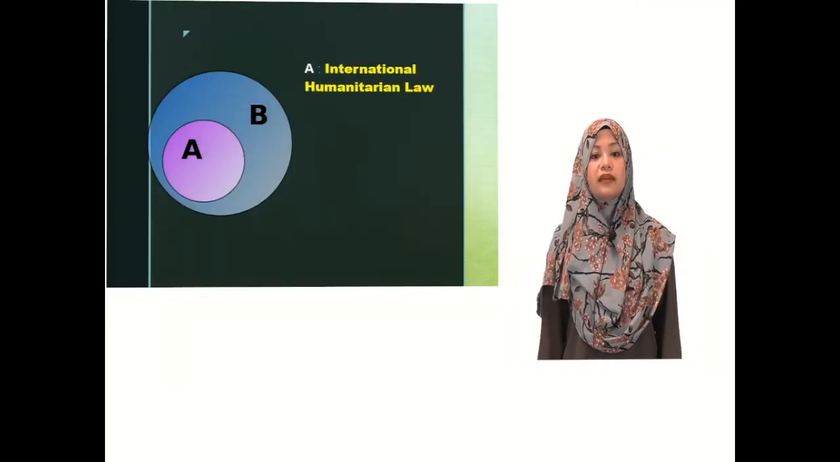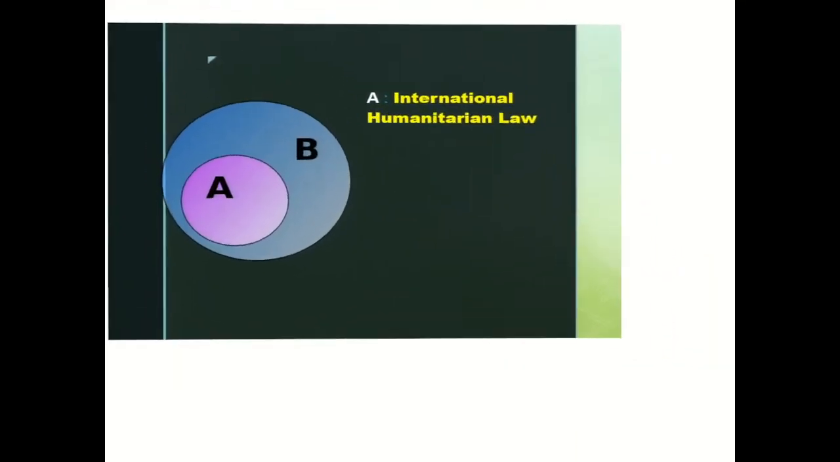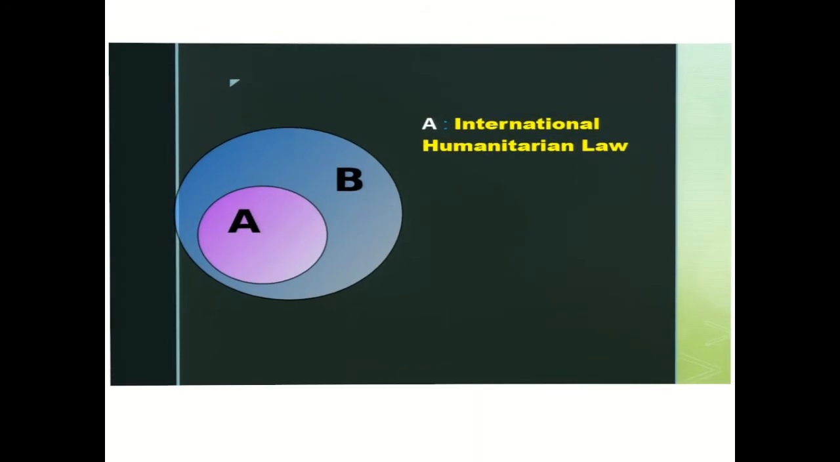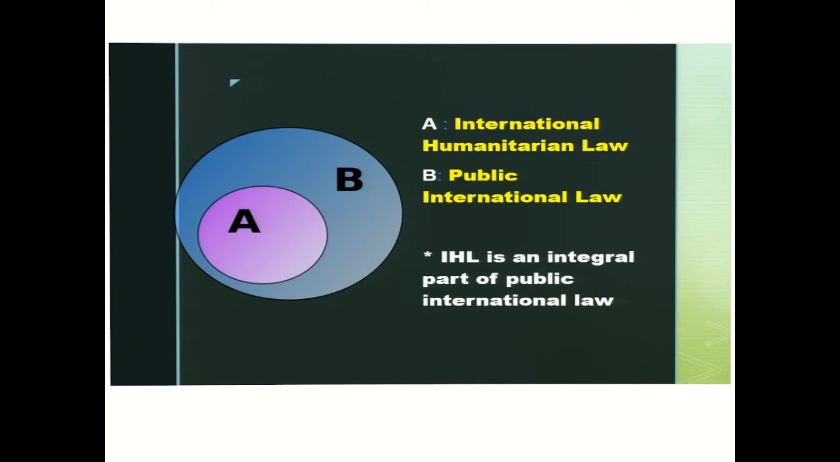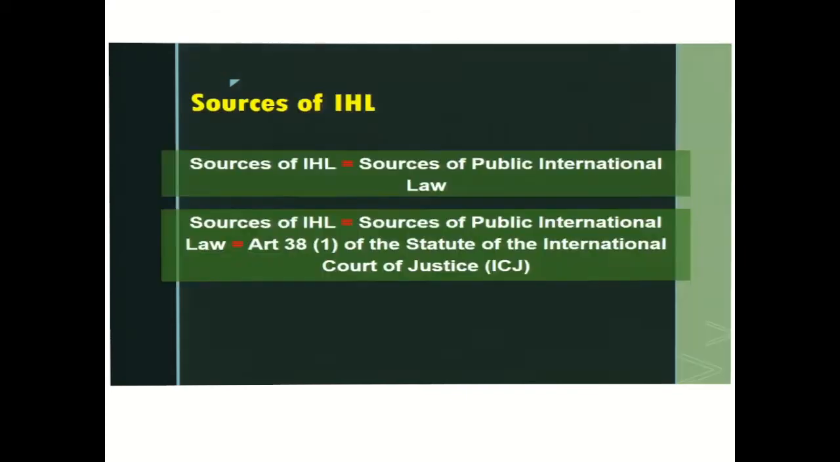If you were to look at the diagram, you can see that the smaller circle of A that represents international humanitarian law is placed inside a larger circle of B that represents public international law. This shows that international humanitarian law is a subset of public international law. In other words, we can say that international humanitarian law is an integral part of public international law.